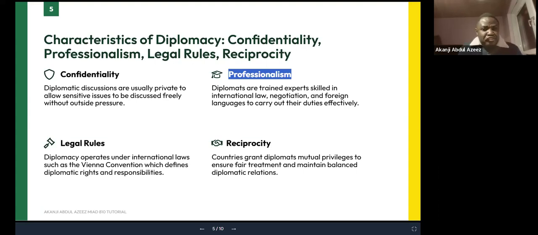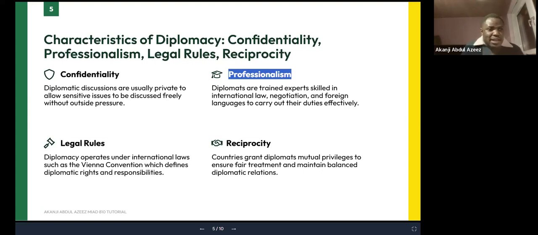So many countries have a foreign service system. Nigeria also has it, the Nigerian foreign service system, where they train diplomats. I think they have it in Lagos and Abuja. Understand, it is where they train people to become diplomats, in areas such as international law, negotiation skills, and languages.